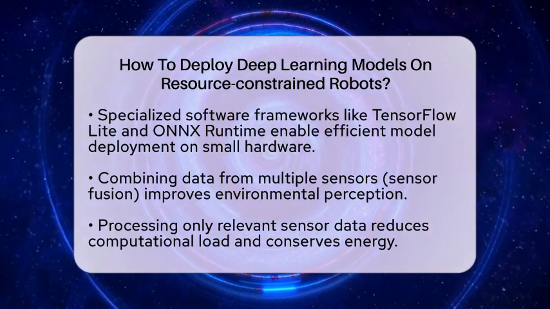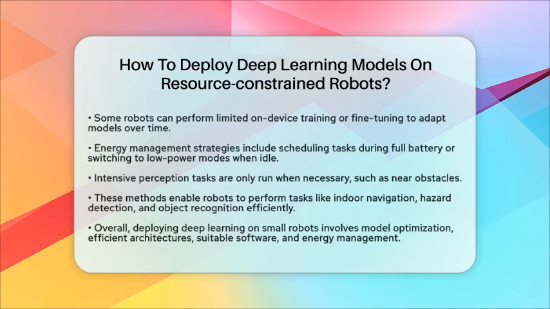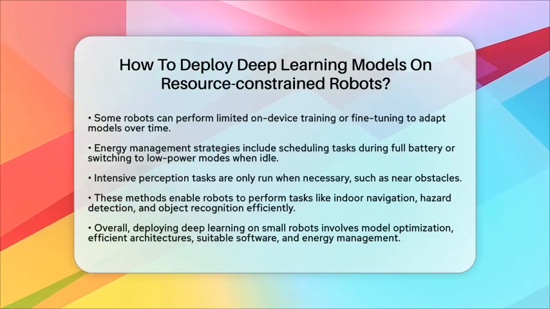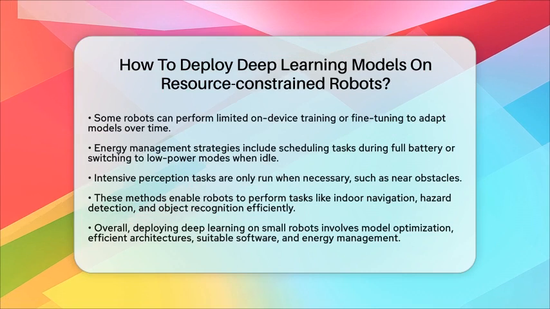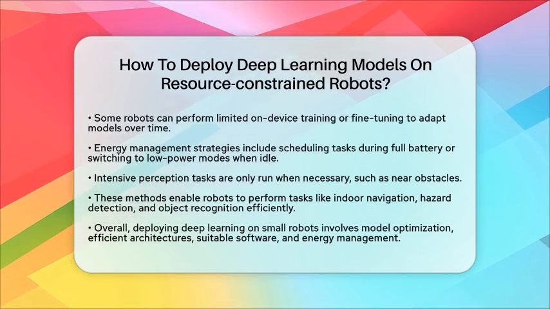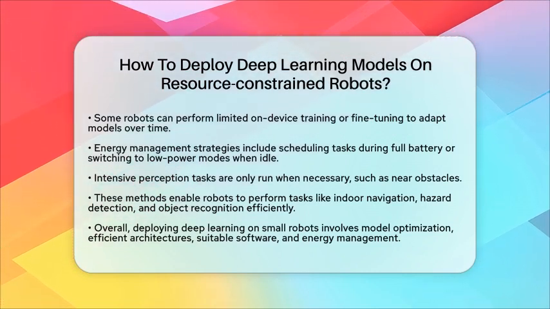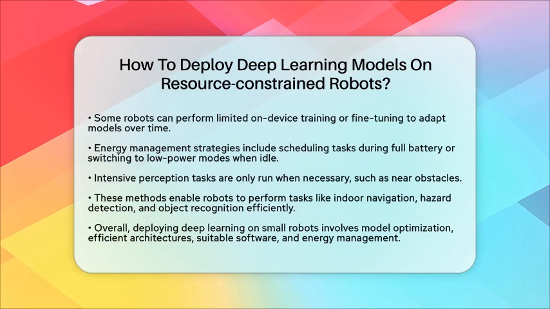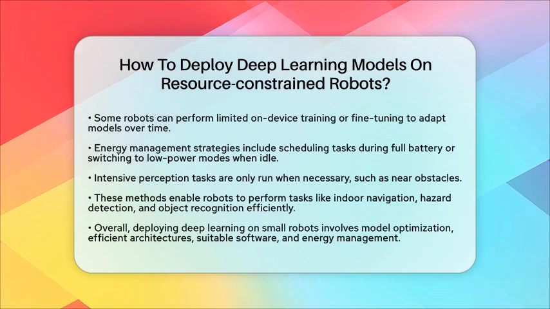Managing energy is also important. Robots can schedule their deep learning tasks during times when the battery is full or switch to low-power modes when idle. They might only run intensive perception tasks when necessary, like when approaching an obstacle.